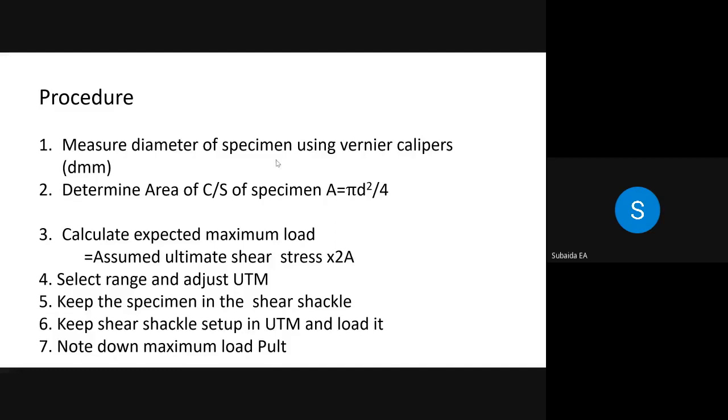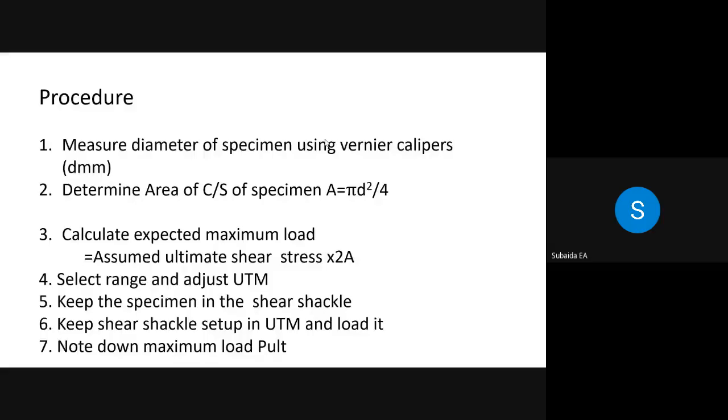Then keep the specimen in the shear shackle. I will explain this arrangement in the video. The shear shackle is the arrangement for fixing the specimen, in which the end portions are held down and the center portion will be allowed to shear off. That arrangement is called the shear shackle. Then keep the shear shackle set up in the UTM and load it. Now note the maximum load, P ultimate.